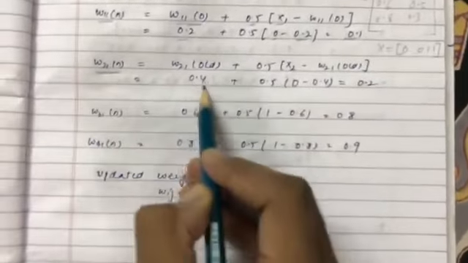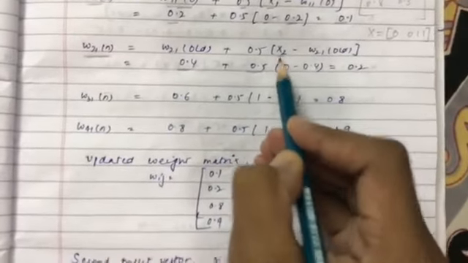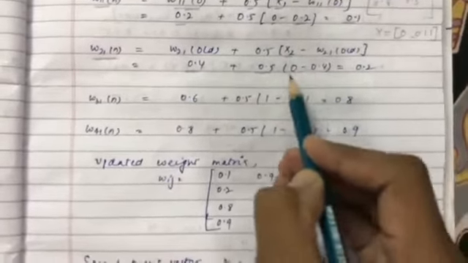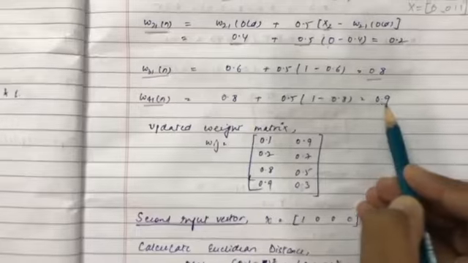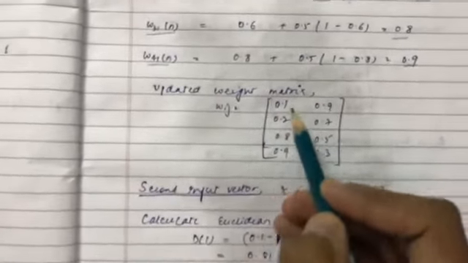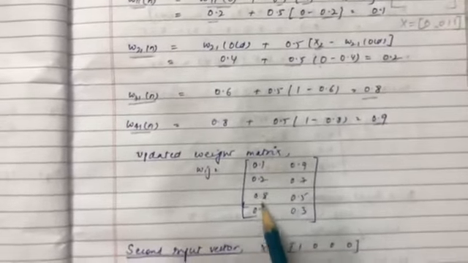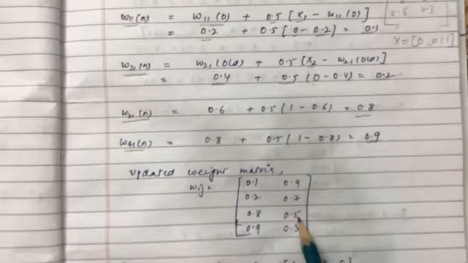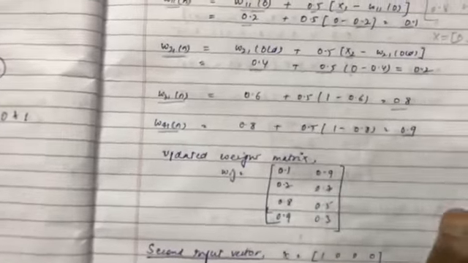Similarly, w21 new equal to w21 old, which is 0.4, plus alpha 0.5 times x2, x2 is 0, so 0 minus 0.4, which gives 0.2. Similarly, w31 new is 0.8, w41 new is 0.9. So after presenting the first input vector, we'll get the updated weight matrix as 0.1, 0.2, 0.8, 0.9, since we have updated the weights on cluster 1, and 0.9, 0.7, 0.5, 0.3, which will remain the same as we have not applied weight updation in cluster 2.